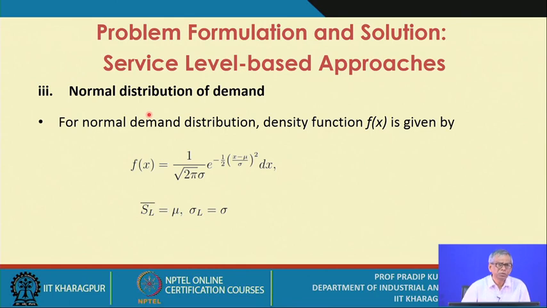Now the next important distribution you need to consider in many instances is the normal distribution. So if the demand is assumed to be normal, here the probability density function f(x) is 1 upon root over 2 pi sigma, e to the power minus half into ((x minus mu) by sigma) whole square. Okay, so this is just f(x). Then SL bar equals mu and sigma L is sigma. That means this is a two parameter distribution, and the probability density function is this one. Is it okay? So f(x) is this.